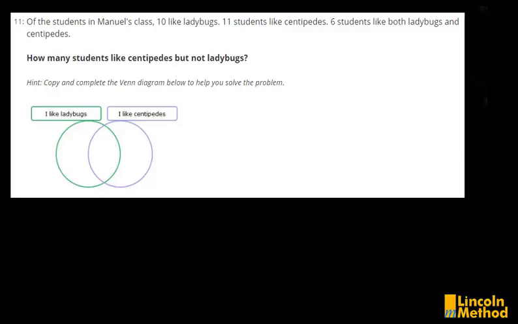So the circle in green is for the people who like ladybugs and the one in purple is for those who like centipedes. Let's underline the number of students who like each of these. So 10 people like ladybugs and 11 students like centipedes. So that's a total of 10 plus 11, which is 21. Let's write that down.